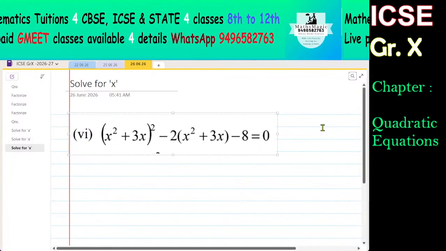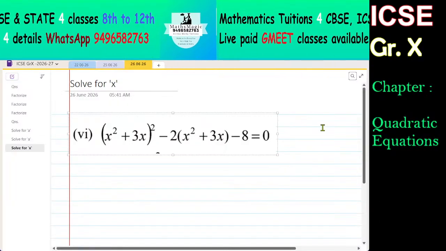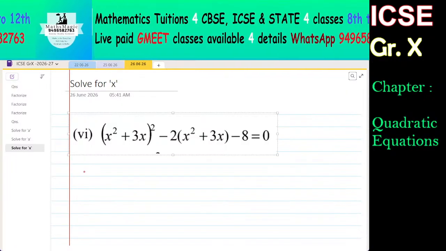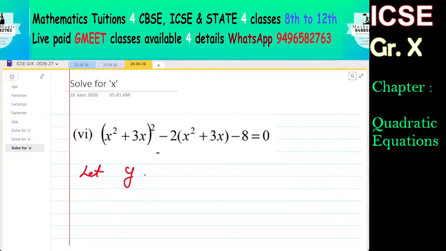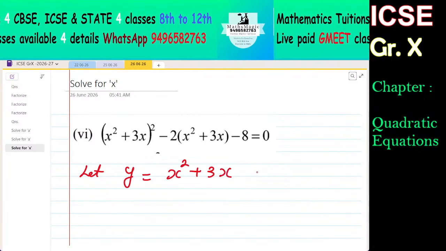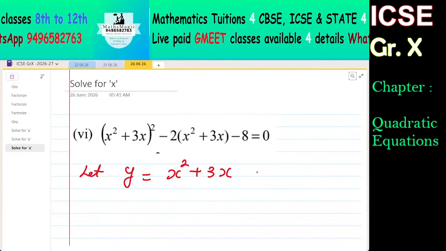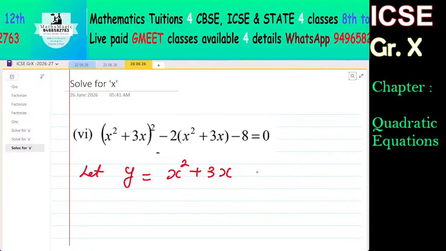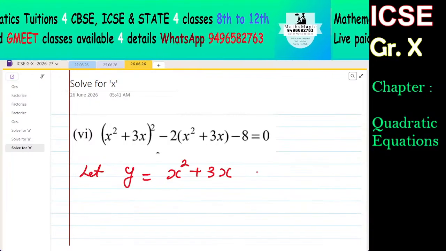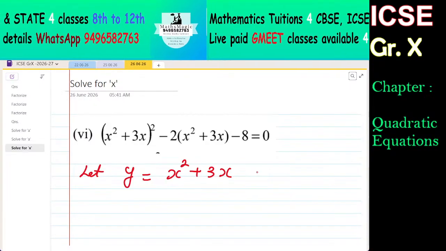So this is equation 3. It's (x squared plus 3x) whole squared minus 2 times (x squared plus 3x) minus 8. In this case, you can just let y be x squared plus 3x. Now solve this as before, find the value of y. Put it as x squared plus 3x. Then if you have two values of y, solve those separate quadratic equations, and you will get 4 values of x. Now do it.